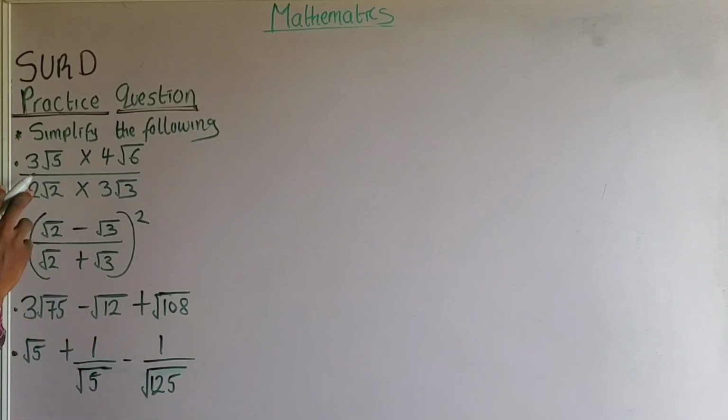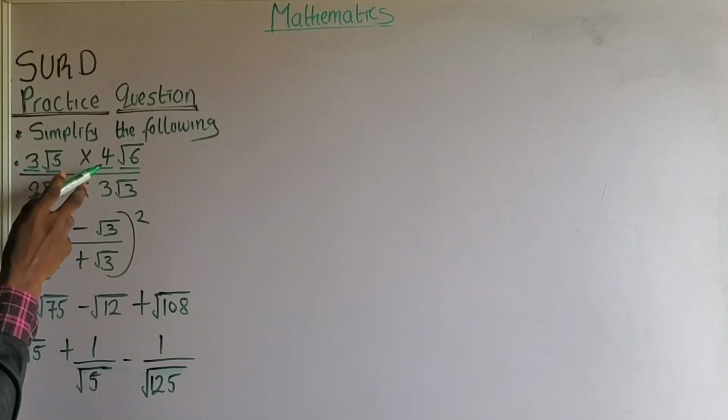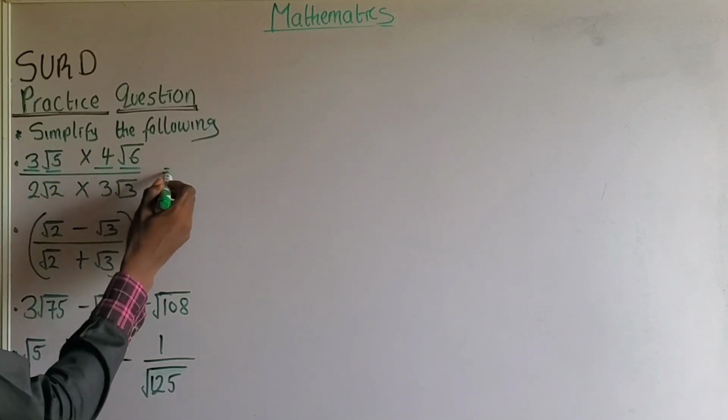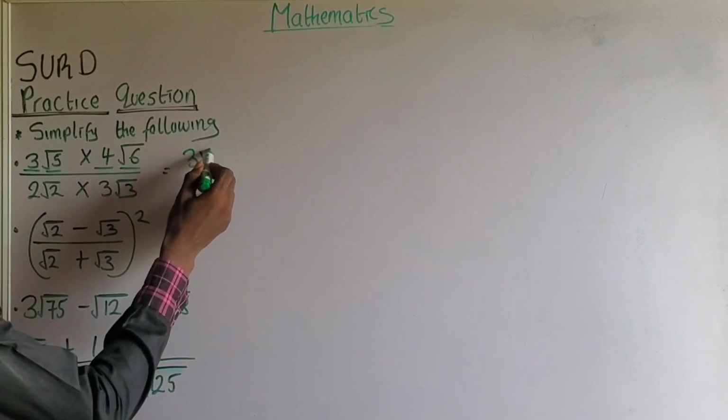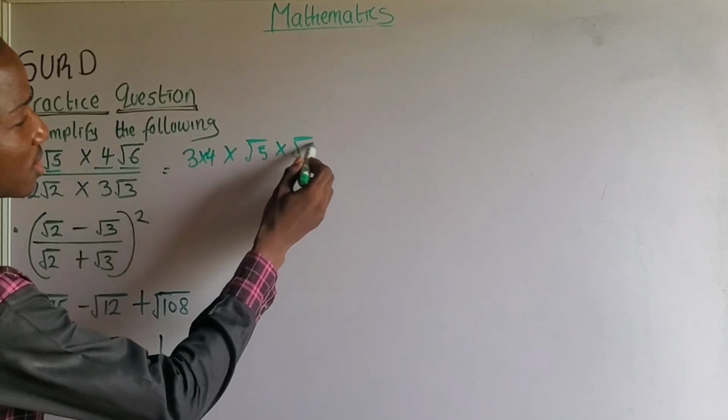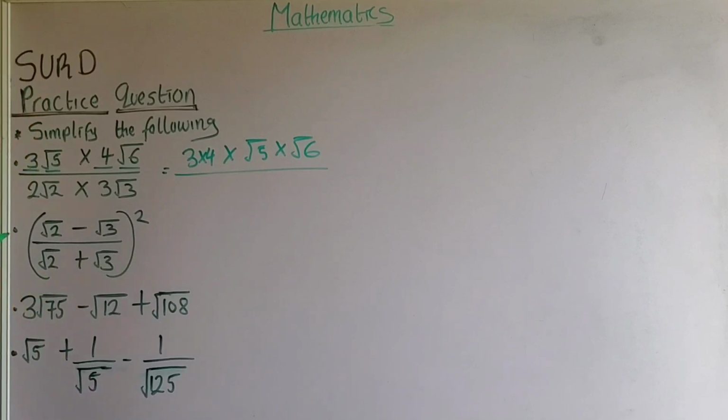For the numerator, we have 3 root 5 multiplied by 4 root 6. It is this 3 that you see here that will multiply the 4, and root 5 will multiply root 6. Do you understand? Okay, because the rational part of this surd is 3, and the irrational part is root 5, while the rational part of this surd is 4, and the irrational part is root 6. So for this, I'm going to have 3 times 4 multiplied by root 5 times root 6. Do you understand?